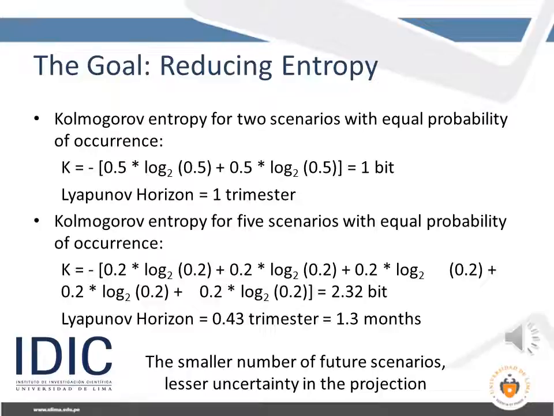But if we have a foresight with 5 scenarios, all with equal probability of occurrence, 20% each, we will find that the entropy and the loss of information is 2.32 bits. So the inverse, the Lyapunov horizon, will be 0.43 trimester, like 1.3 months, much less than the previous example, where we have only two scenarios. It means that the more scenarios we have, the more uncertainty we have. And the smaller the number of future scenarios, the lesser the uncertainty of the projection.